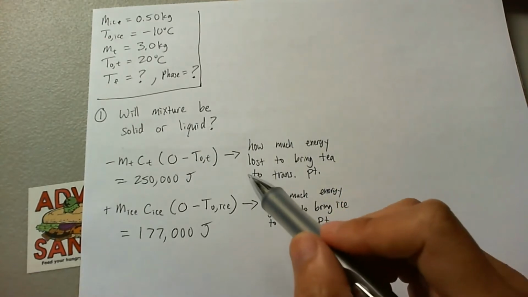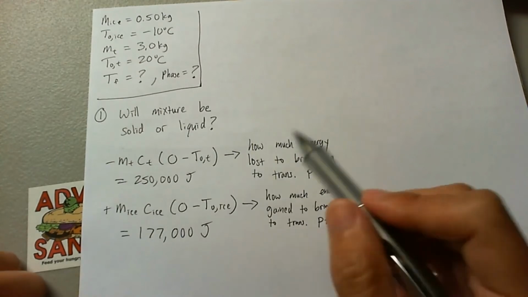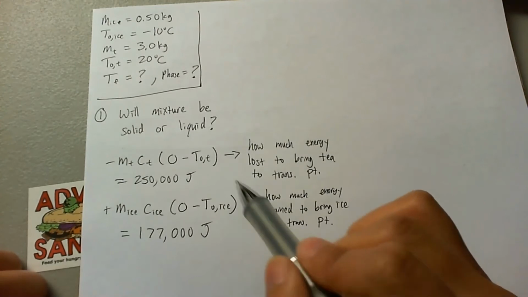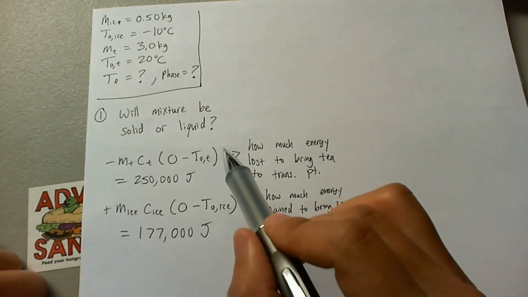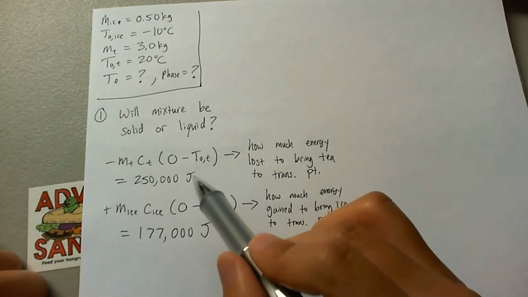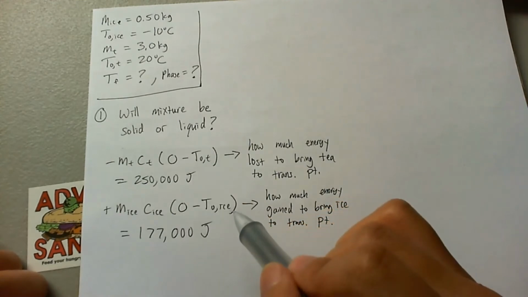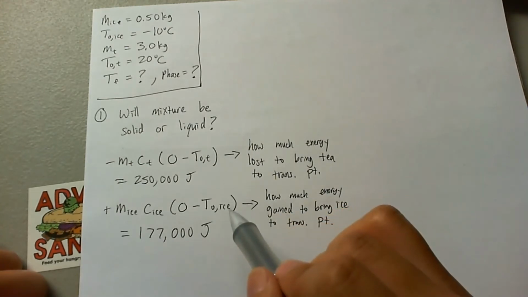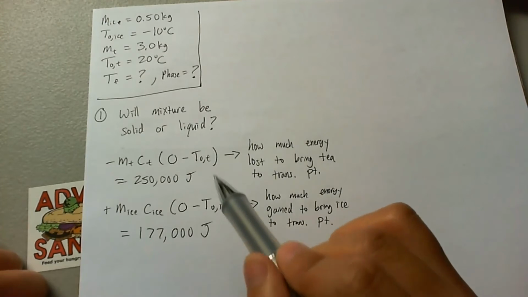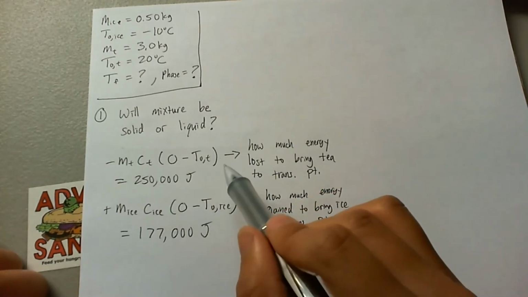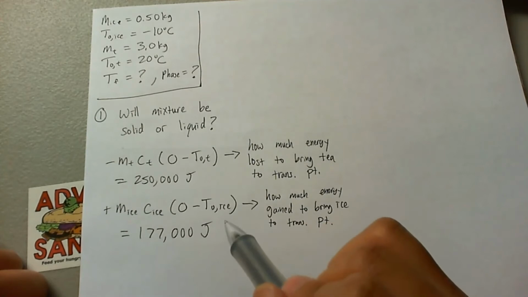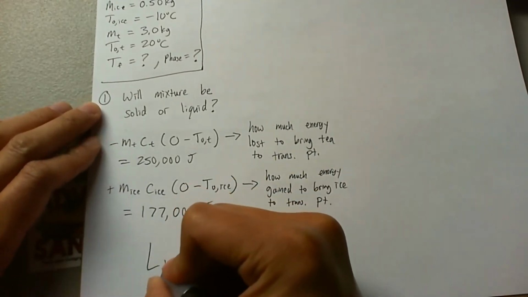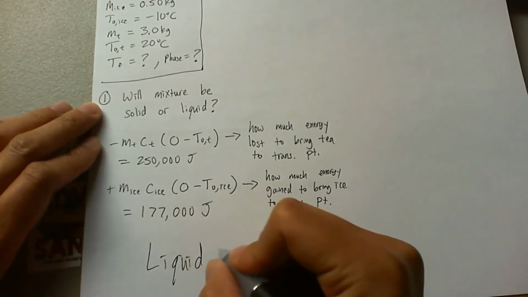So if that's the case, that means that it is more likely that this whole contraption will be in liquid phase. Since it takes more effort to turn T into a solid than it does to turn the solid into the liquid, we know it will most likely be in liquid. Actually, we know for absolute certainty it will be liquid. It takes more effort to get liquid to solid than solid to liquid. Therefore, it will remain a liquid. So the answer to this is it will stay in liquid phase.